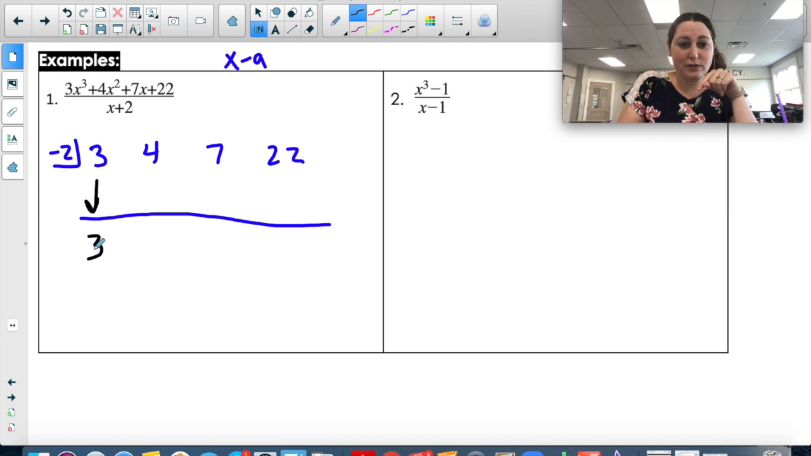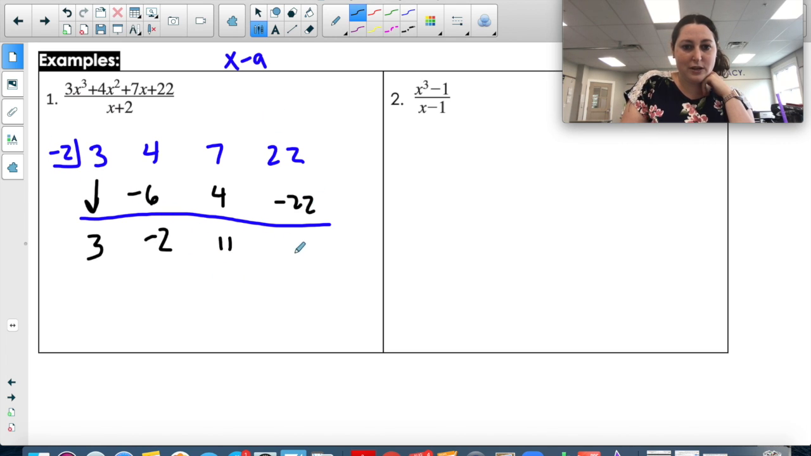Multiply negative 2 times 3 and write it here, negative 6. Then add 4 plus negative 6, which is negative 2. Then you multiply, and you're always multiplying by this corner. Negative 2 times negative 2 is a positive 4. Then you add 7 plus 4, which is 11. Then you multiply, negative 22, then you add. This bottom number will always be your remainder. So far, everything we do today will have a remainder of 0, I believe.